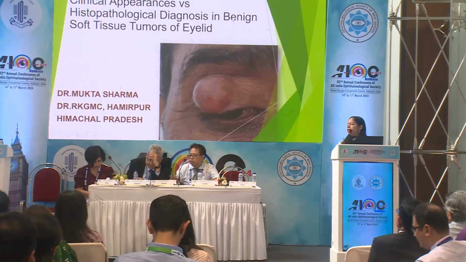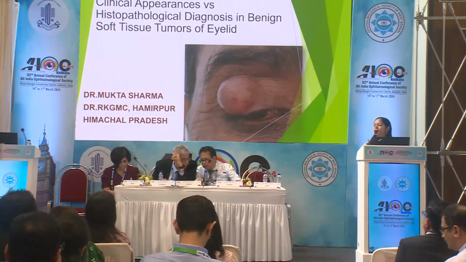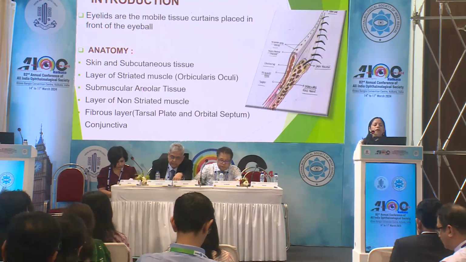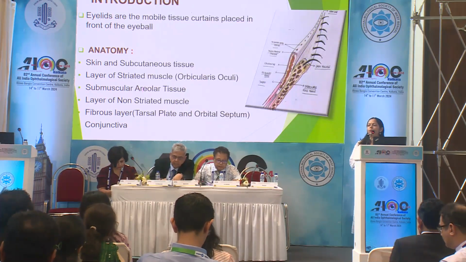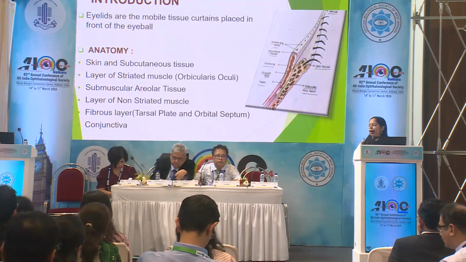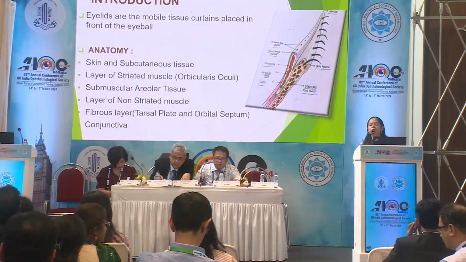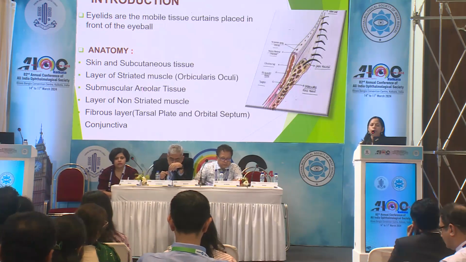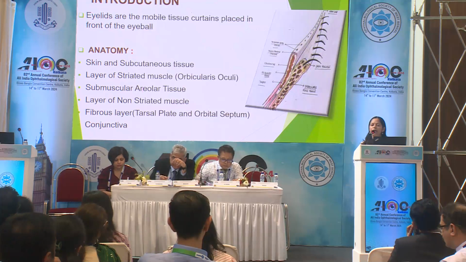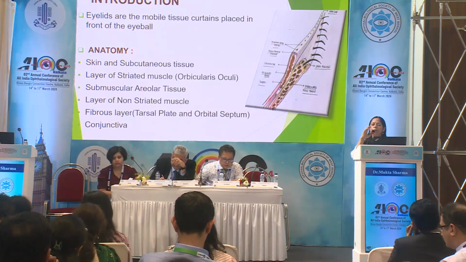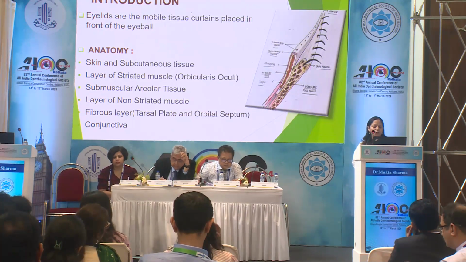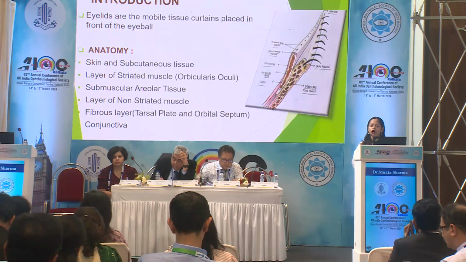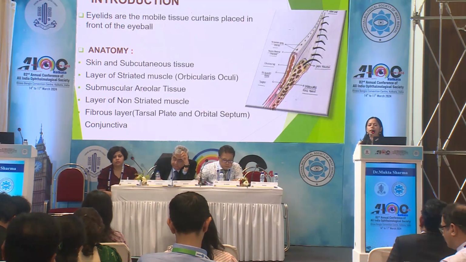I'm here to present clinical appearance versus histopathological diagnosis in benign soft tissue tumors of the eyelid. Eyelids, as we all know, are the mobile tissue curtains placed in front of the eyeball. The anatomy, as far as benign tumors are concerned, is really very important. The skin is the thinnest in the body. Then, as we all know, there is the layer of striated muscle in the form of orbicularis, the submuscular areolar tissue, the fibrous layer in the form of tarsal plate and the orbital septum, and the innermost being the conjunctiva.